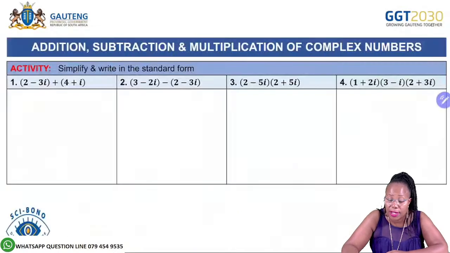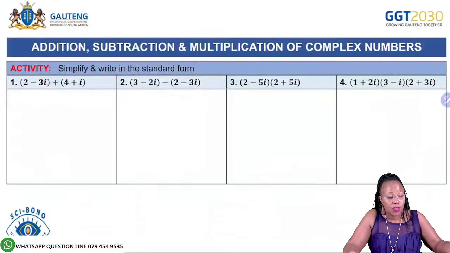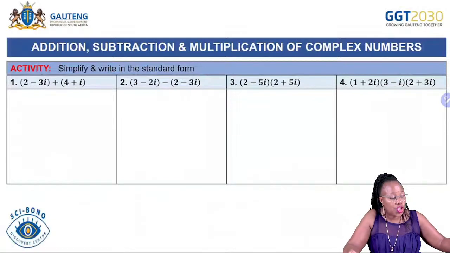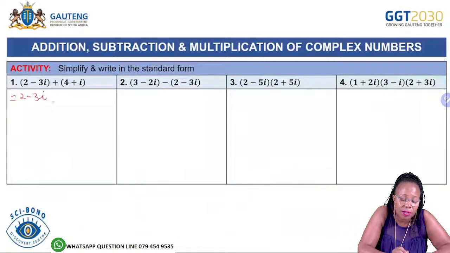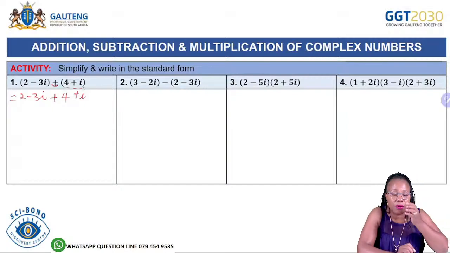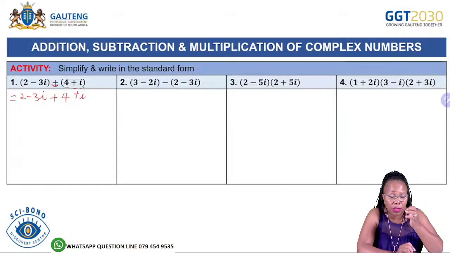Let's move on to the next activity. So now we are looking at the addition, subtraction, and multiplication of complex numbers. Let's see how we do that. If you are adding, remember you don't change any sign. So for the first one, we have 2 minus 3i. I'm just removing the bracket because they always write it in terms of brackets. Plus 4 plus i. This plus sign is not having an impact on the bracket because everything is positive.